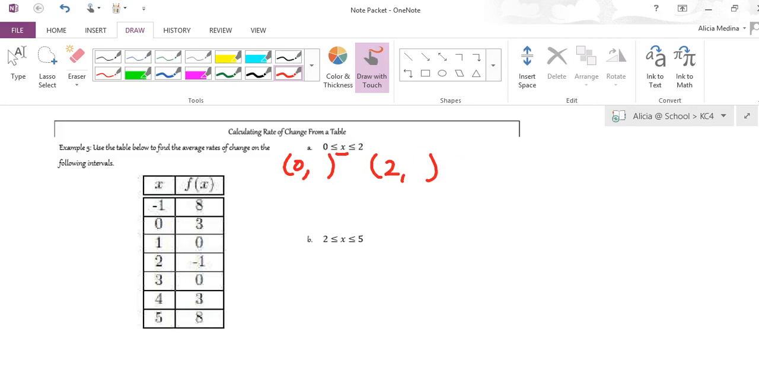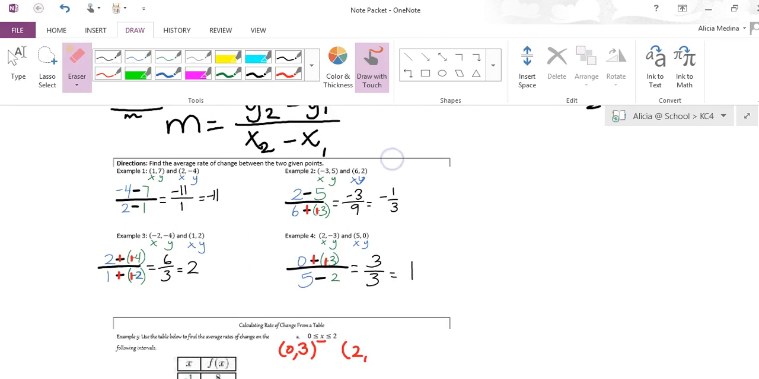So looking at our table, when x is equal to 0, it's kind of hard to see here, but x is equal to 0 right here, which means that my y value is a 3. Okay, I'm actually hopefully going to erase this one and change this one to a different color.